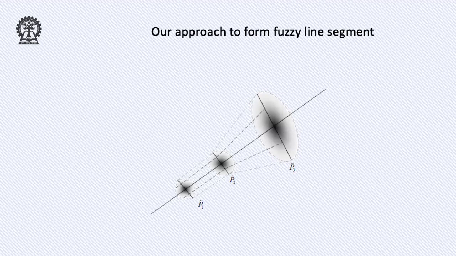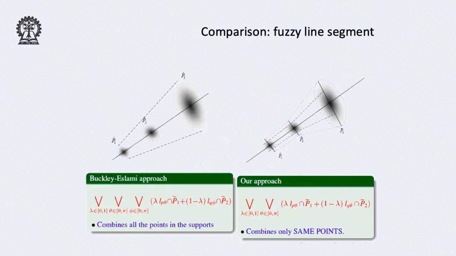Another best part is that the information for P2 was missing for Buckley and Islami, but in our case, we could gather all the information very nicely. Then this is a line segment, because we connected P1 and P3.